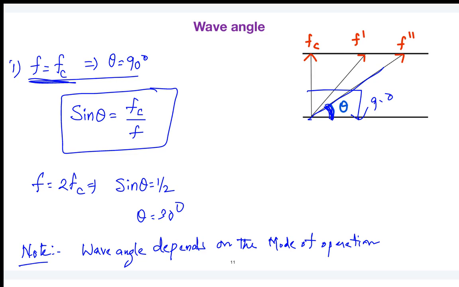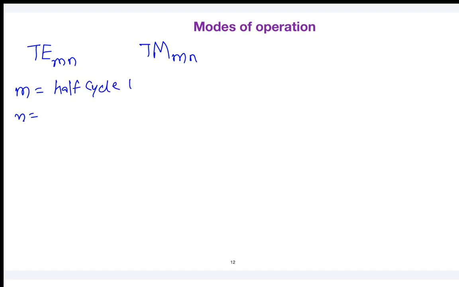Okay, having said that, when we go to the modes of operation, this is a very important concept. Basically, the mode is defined with two subscripts. Let us say it can be transverse electric, transverse magnetic, or transverse electromagnetic. The mode is represented with two subscripts. So what do these two subscripts indicate? M and N represent the number of half cycle variations of the electric field along the X direction and along the Y direction.